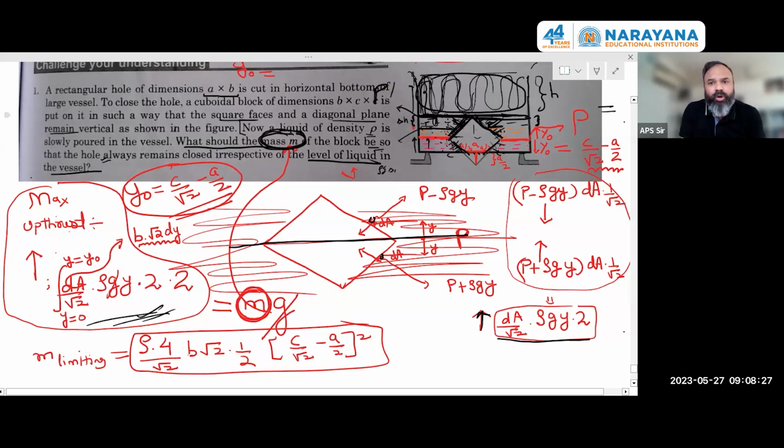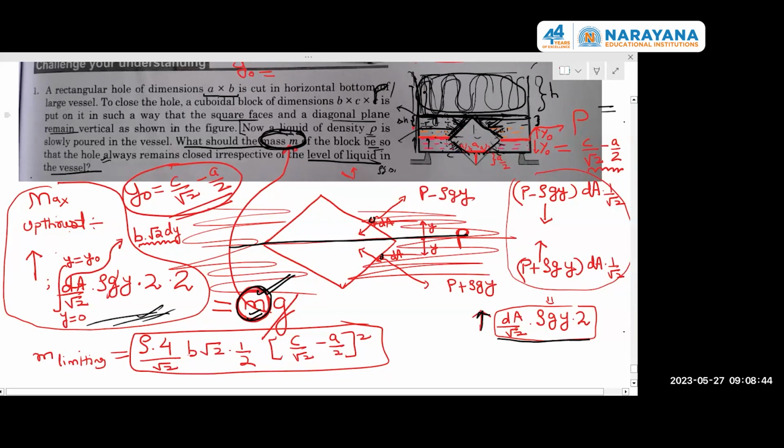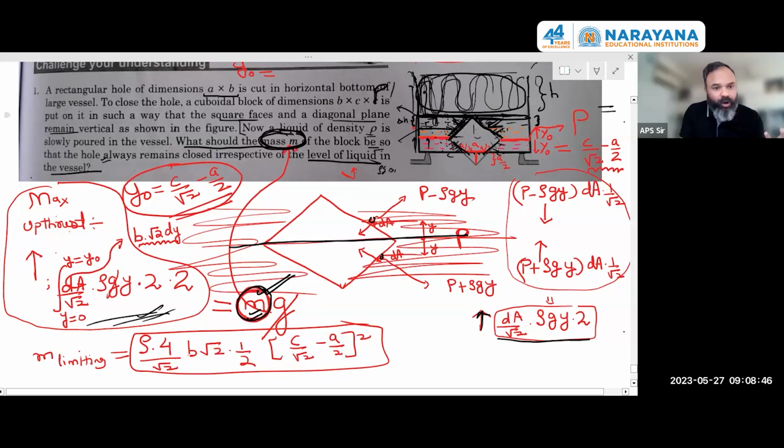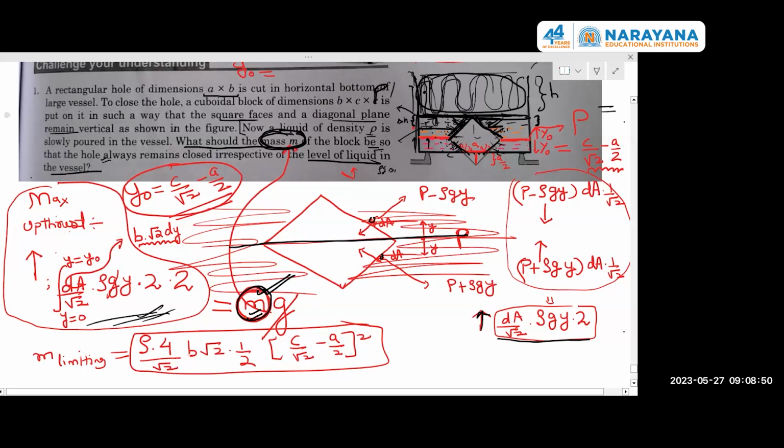I calculated that out of all the possibilities of all the levels, this is the maximum requirement. You fulfill my requirement here. When the level is y, in this situation, the upward direction force is the maximum. So if I satisfy my mass up to that level so that the block does not lift, then at any other level, it will never lift. That's what I've proved. Yes, sir. You'll get an answer. Nice.